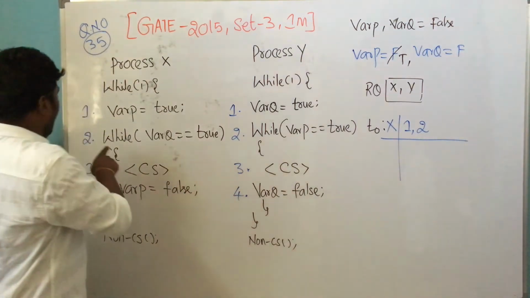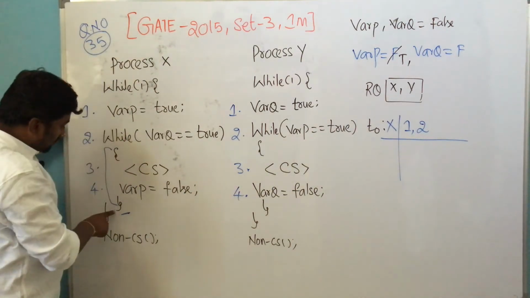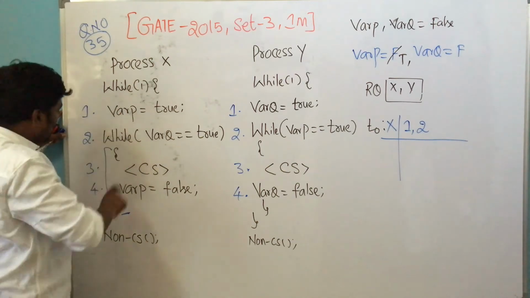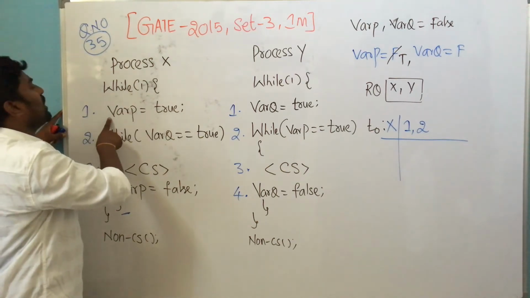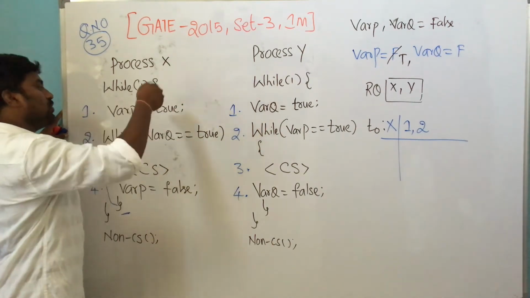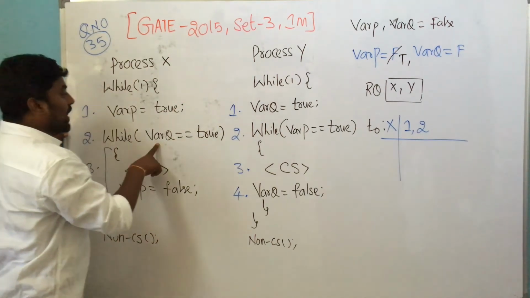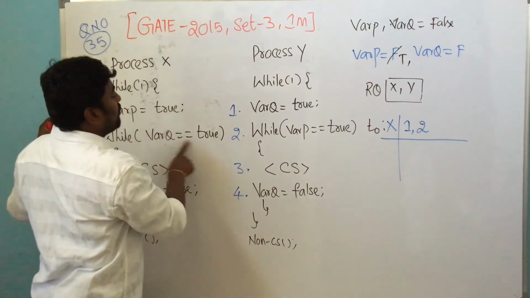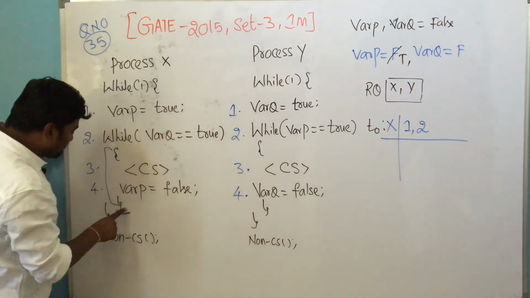Please do understand. When the condition is false, it jumps to this line, and this says you have to repeat while 1. Again, var p value, how much is var p value? True. So again make it true, already true is there. Check the condition, while var q value is true, var q value how much? False. The condition is false, so you jump.